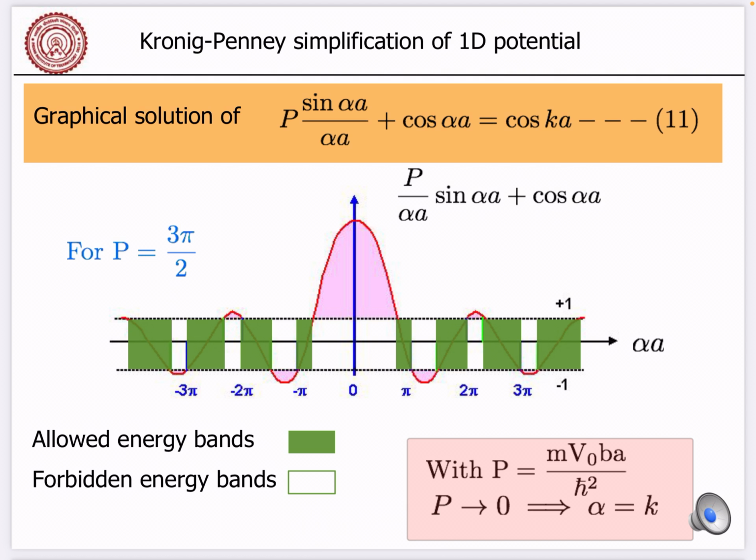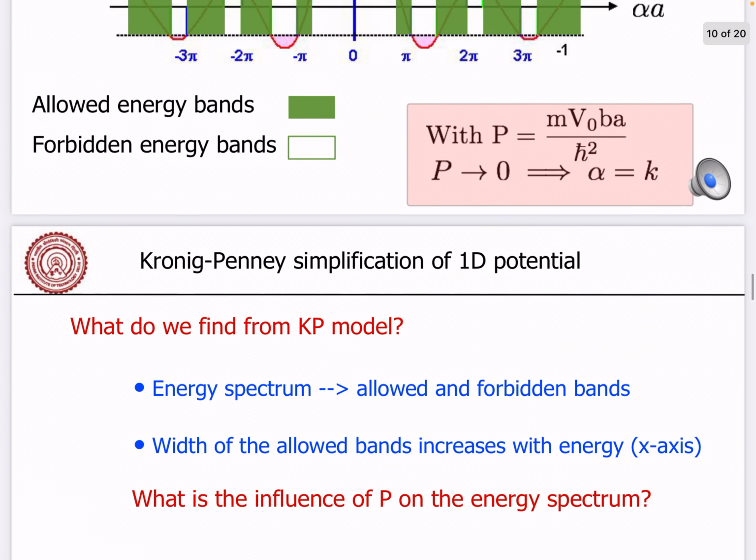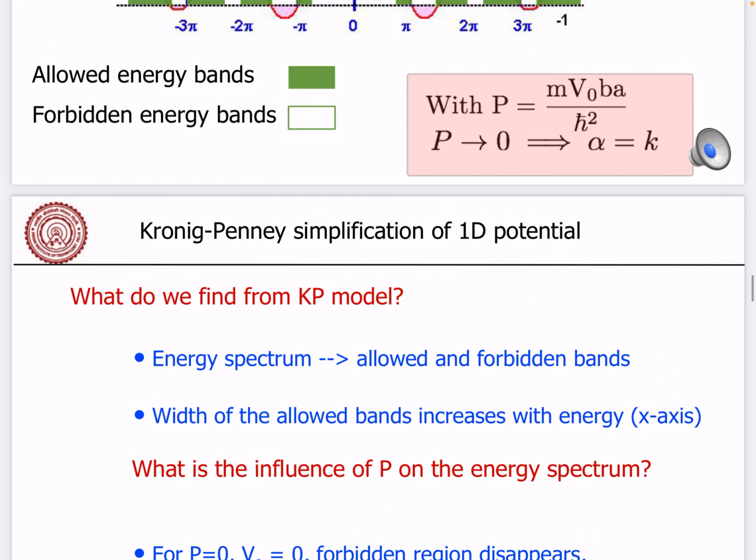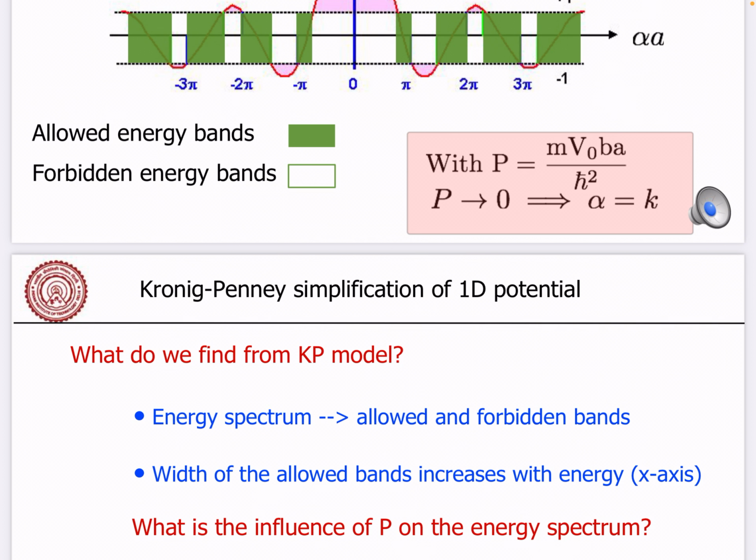Therefore, as you move along the higher energy side, you get energy bands, both allowed and forbidden bands. Two allowed bands are separated by forbidden bands. So what you find from the Kronig Penney model is that the energy spectrum has both allowed and forbidden bands.